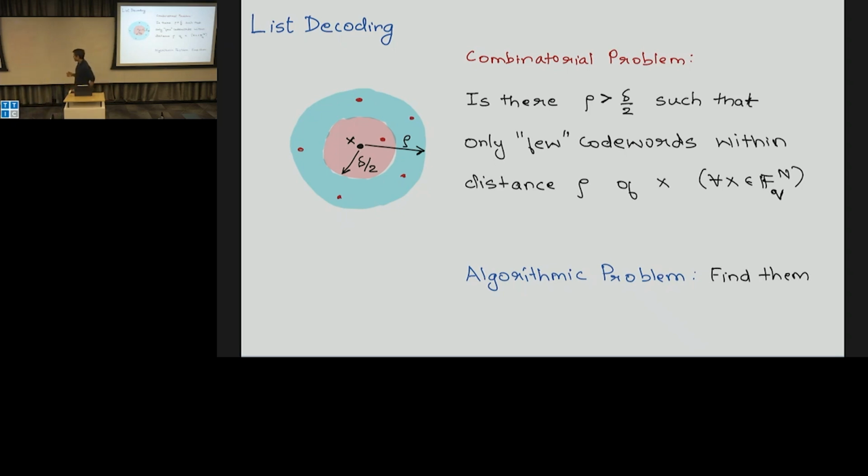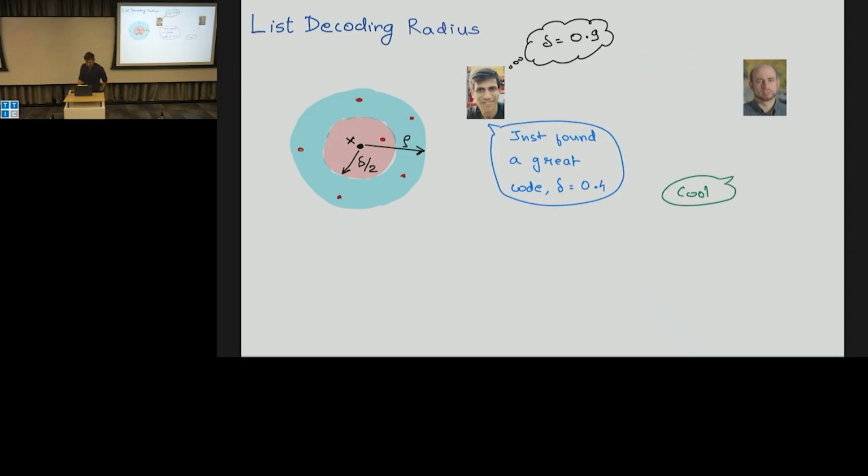But first, I should say that one has to be a bit careful in asking this question, and this kind of delta over 2 threshold is not really the right number to compare yourself to, because I can just lie to you. I might have a code which has a great distance between any 2 points. Any 2 points in the code differ in 90% of their positions. So the actual distance is 0.9. I'll just tell you that the distance is 40% or 0.4.